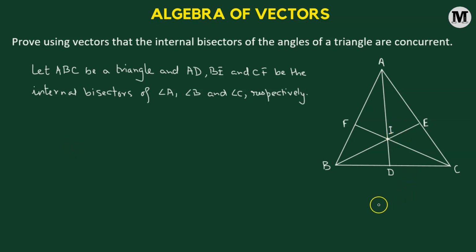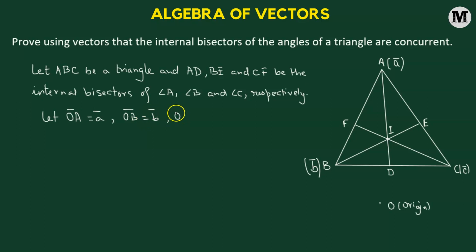Okay. First, we'll consider a point O, which is going to be the origin of some coordinate system. With respect to this origin, we can define the position vectors of the three vertices of the triangle. Let OA vector be the A vector, OB vector be the B vector, and OC vector be the C vector.